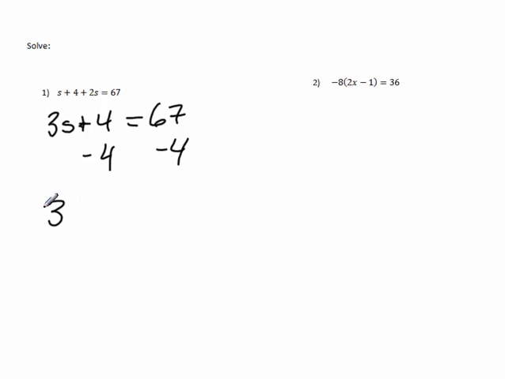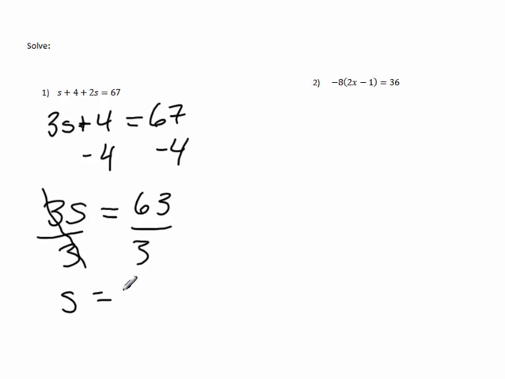And now I have 3s equals 67 minus 4 is 63. And now I can divide by 3. And we're left with s equals 21.